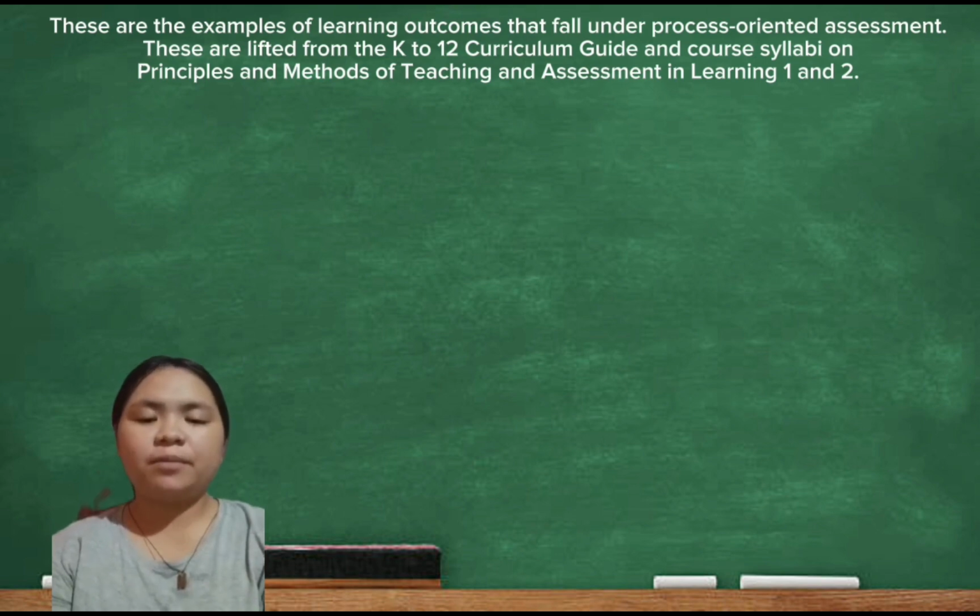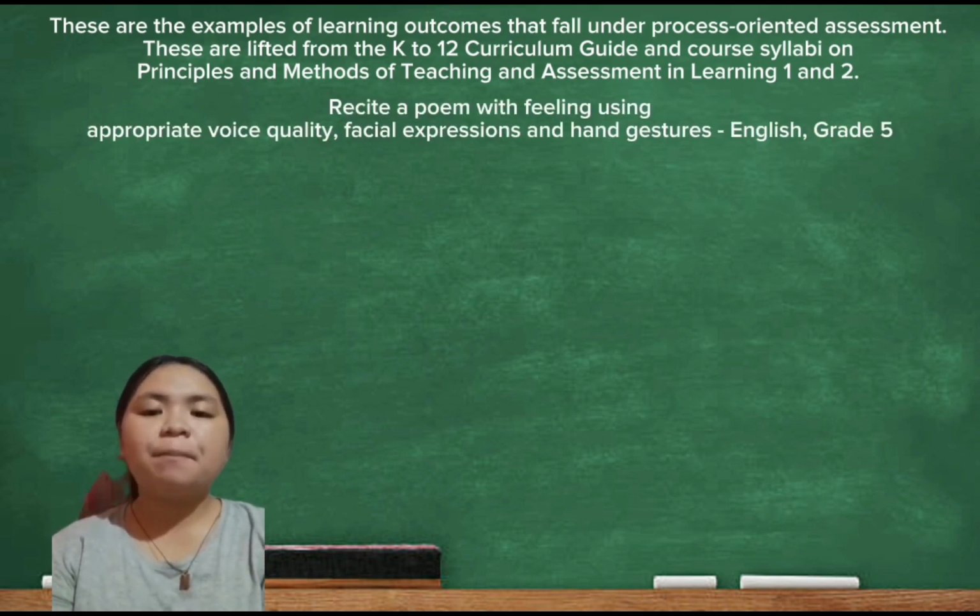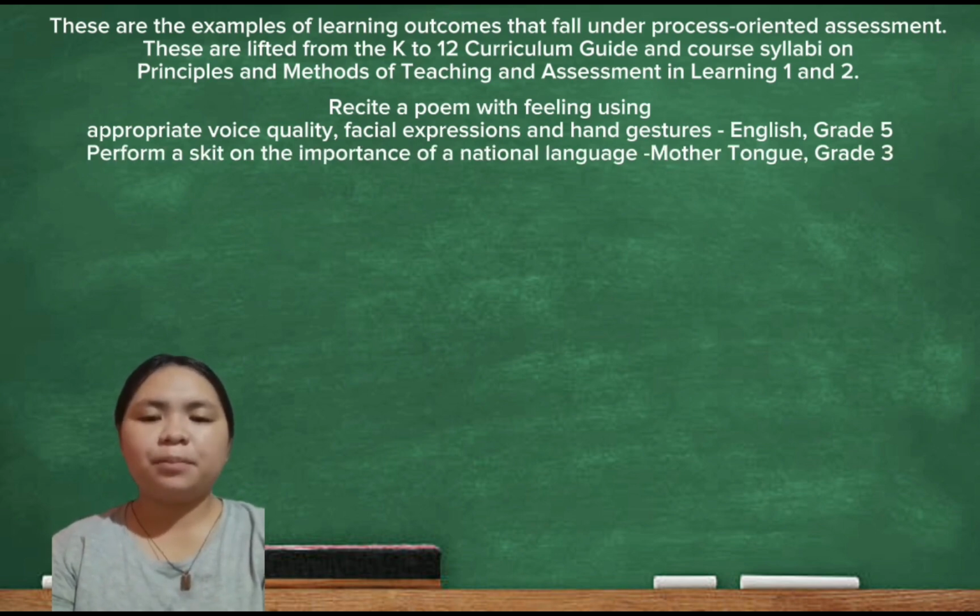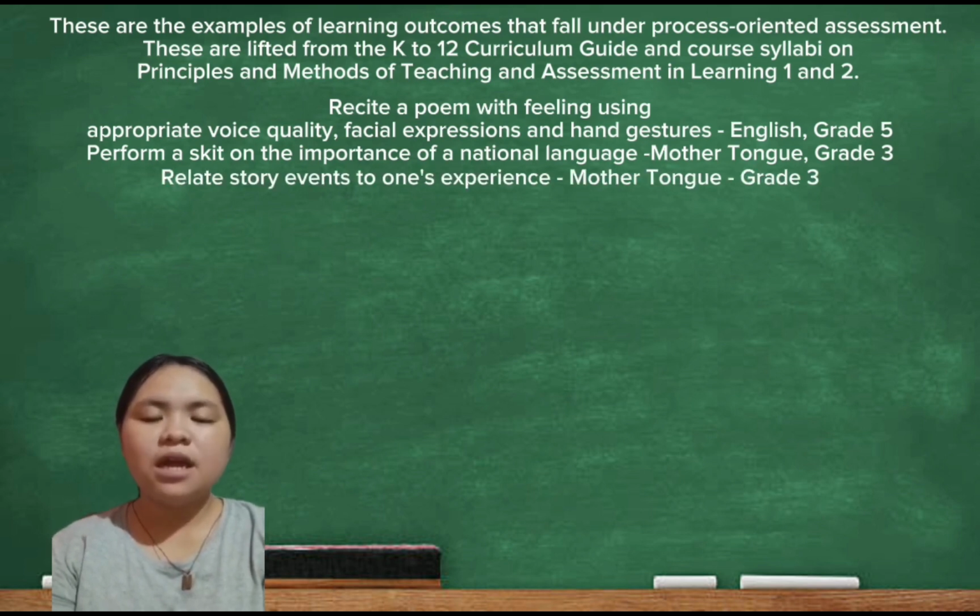These are examples of learning outcomes that fall under process oriented assessment. These are lifted from the K to 12 curriculum guide and course syllabus on Principles and Methods of Teaching and Assessment of Learning 1 and 2. First is recite a poem with feeling using appropriate voice quality, facial expressions, and hand gestures. English, grade 5. Perform a skit on the importance of a national language, Mother Tongue, grade 3. Relate story events to one's experience, Mother Tongue, grade 3.